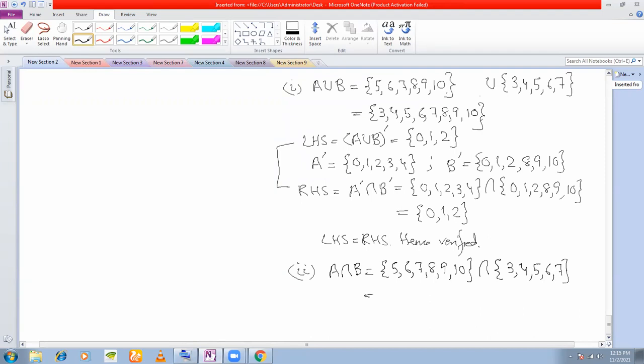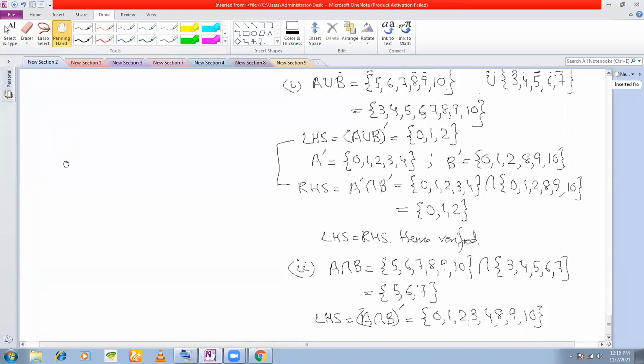Okay. Now you see what elements are common between the two. Only 5, 6, 7 are common elements, right? So the left hand side is A intersection B complement. What are the elements of A intersection B complement? All those elements from which you remove the elements of A intersection B. So the universal set had 0 to 10. So 0, 1, 2, 3, 4, 8, 9, and 10. Okay, this is A intersection B complement.